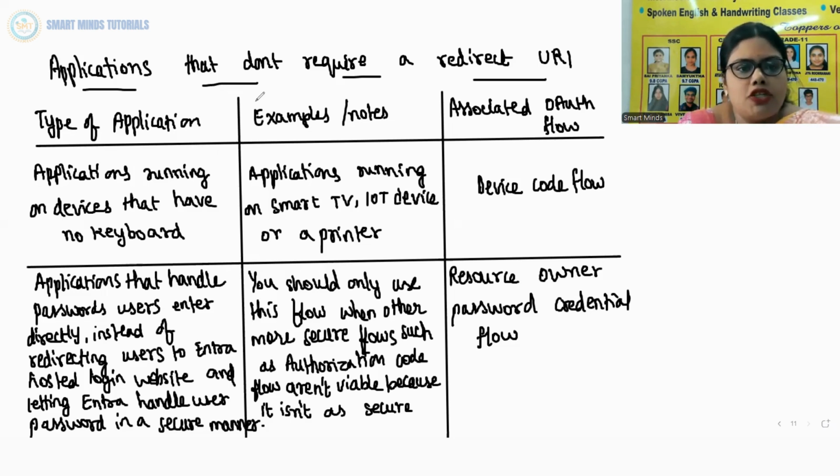And the next application is applications that handle passwords users enter directly, instead of redirecting users to the Entra hosted login website and letting Entra handle the user password in a secure manner. You should only use this flow when other more secure flows like authorization code flow are not viable, because it is not as secure. And the associated OAuth flow is resource owner password credential flow.